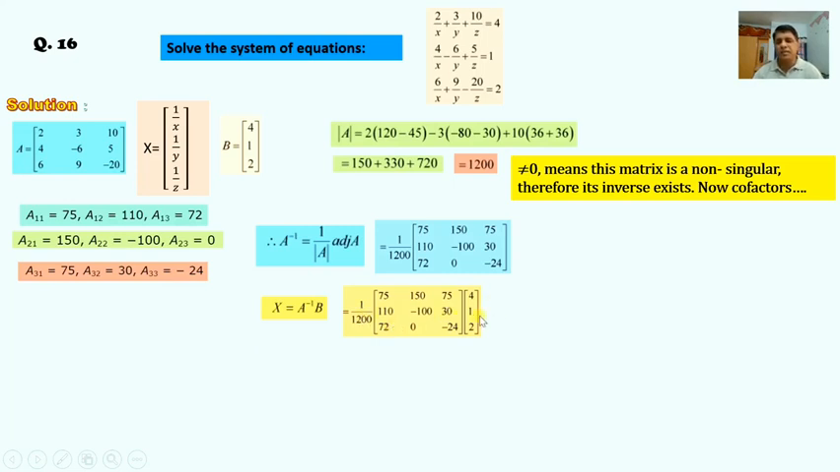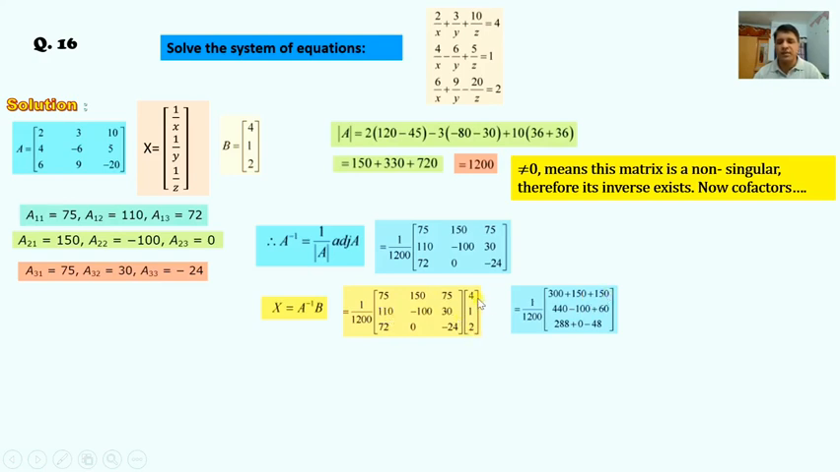So we will multiply these two. This matrix is of order 3 by 3, and this matrix is of order 3 by 1. So 3 eliminates, so the product of these two will be a matrix of order 3 by 1. So let us multiply these two. 75 into 4, then 150 into 1, then 75 into 2. So 1 upon, and 75 into 4, 300, plus 150 into 1, 150, 75 into 2, 150.